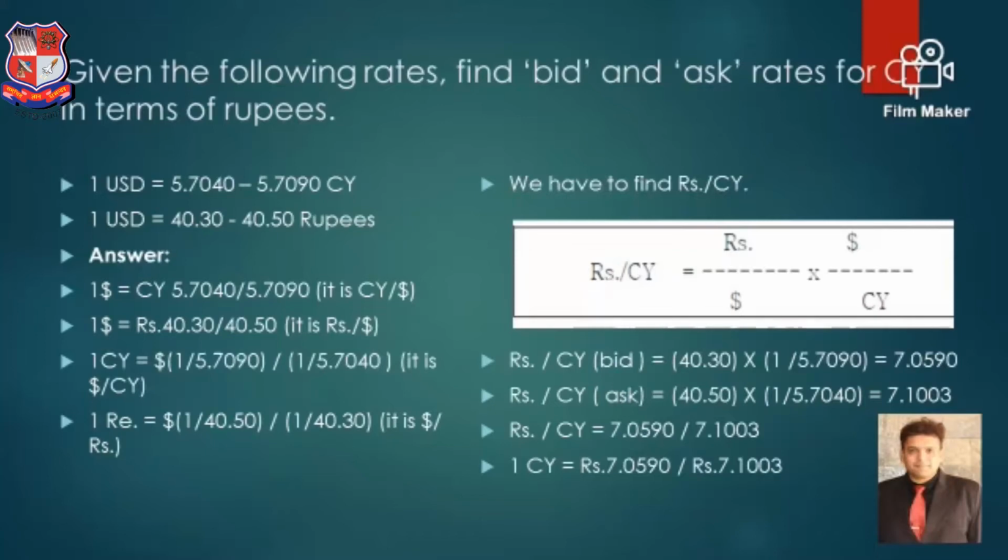Similarly, to find the ask rate, for the second rate we put 40.50 as it is, which is the rupees to dollar quote already given, and then we again reverse the first rate: 1 divided by the bid rate, that is 1 divided by 5.7040, and that comes to 7.1003. That means when the bank is selling one Chinese yuan, we have to pay 7.1003 rupees. This is how the bid rate and ask rate can be found when the exact rates are not given. This is also known as a cross currency transaction.